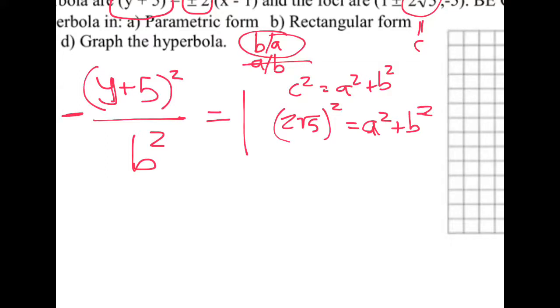So let's square this out. Well, how do you square 2 root 5? Squaring an expression with multiplication in it is akin to distributing that squared to each term. So I have 2 squared times the square root of 5 squared, which means really I have 4 times 5, which is 20. And so I'm going to use that value. I know that 20 equals a squared plus b squared.